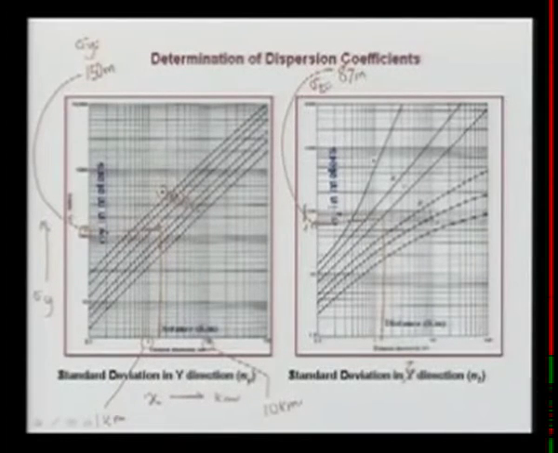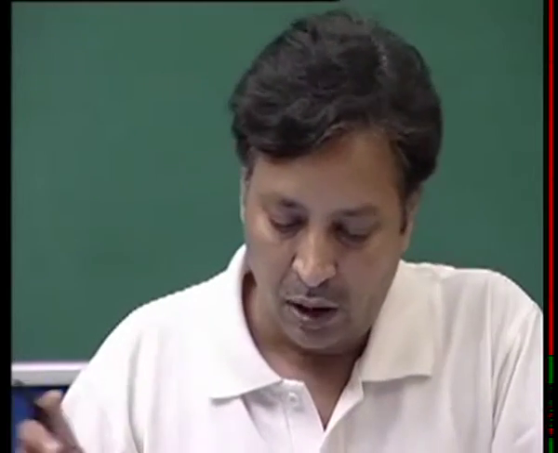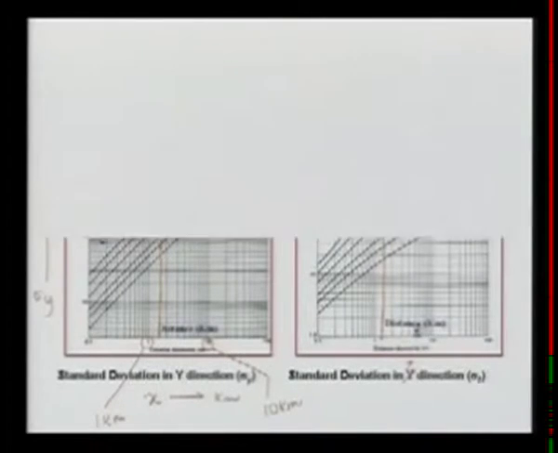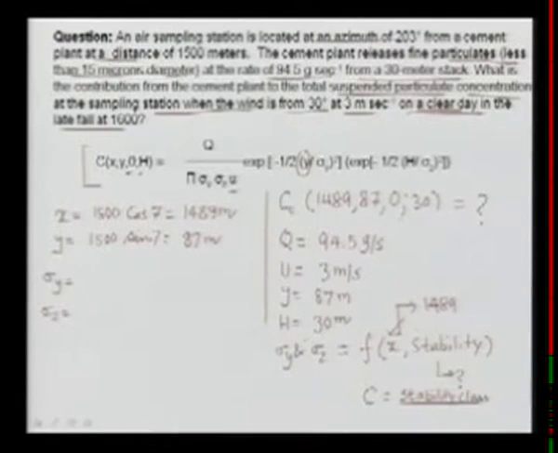So I could find out the value of sigma y and sigma z, because I will need to use them again. So let's go back to the slide where we needed the value of sigma y and sigma z. If you recall, what was the value of sigma y that we got from the graph? That was 150 meters. So let us write it here. And sigma z, if you recall, how much was sigma z? That came out to be 87 meters.